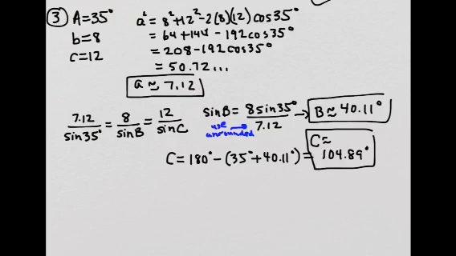Notice here I wrote use unrounded. So if you use 7.12, you'll end up with like 40.25 or something. So this will be wrong. So go back to this number over here and use it in place of this. Okay? And when you put that into the calculator, you get 40.11. For angle C, you just add this angle and this angle, subtract from 180, and that'll give you your angle C.